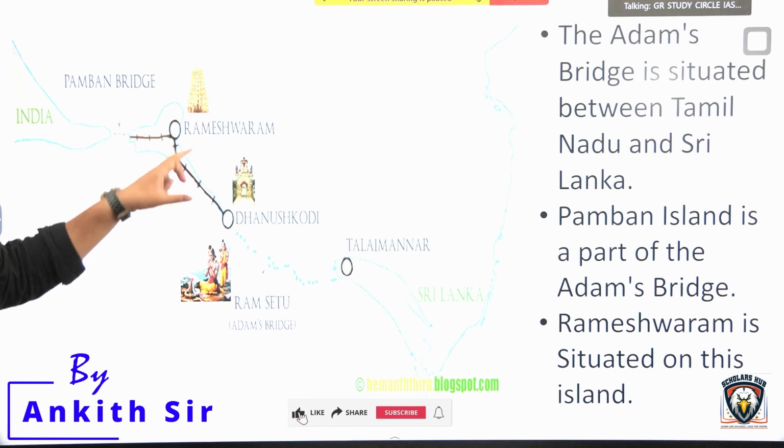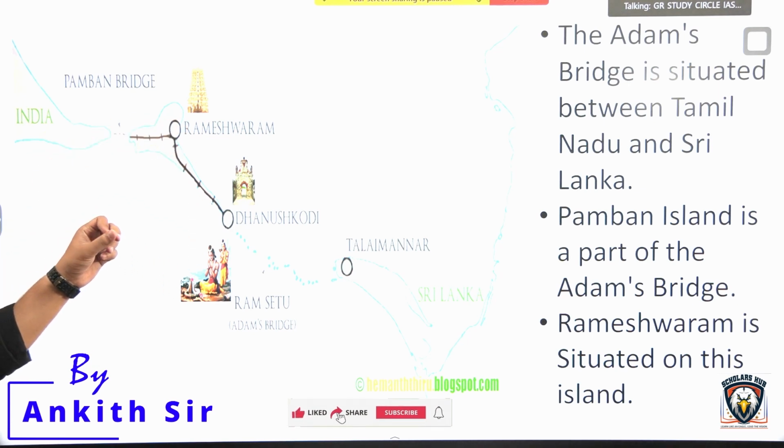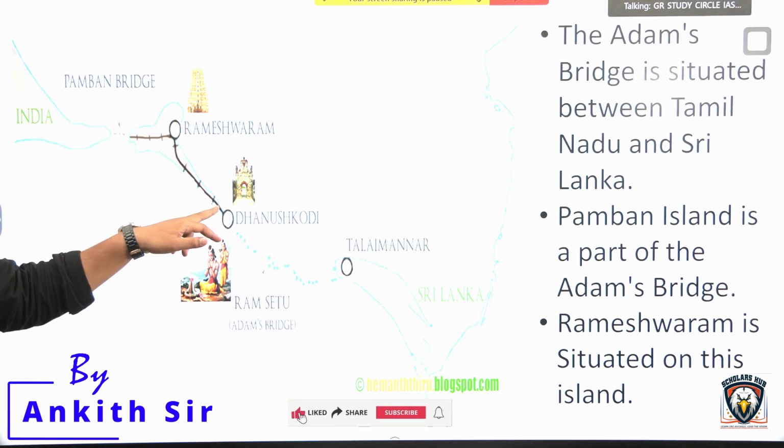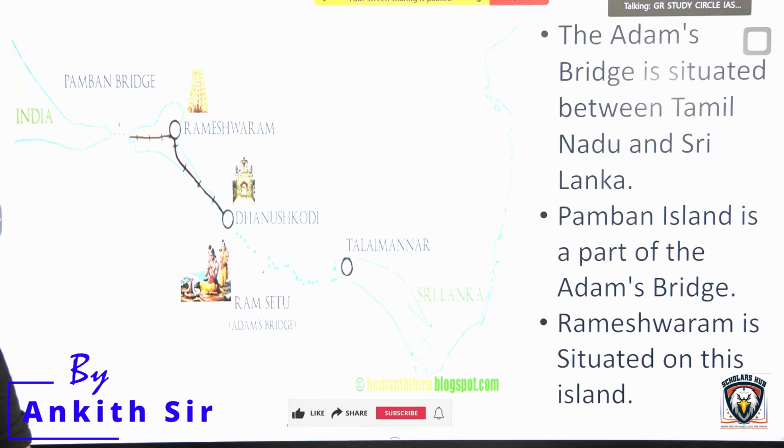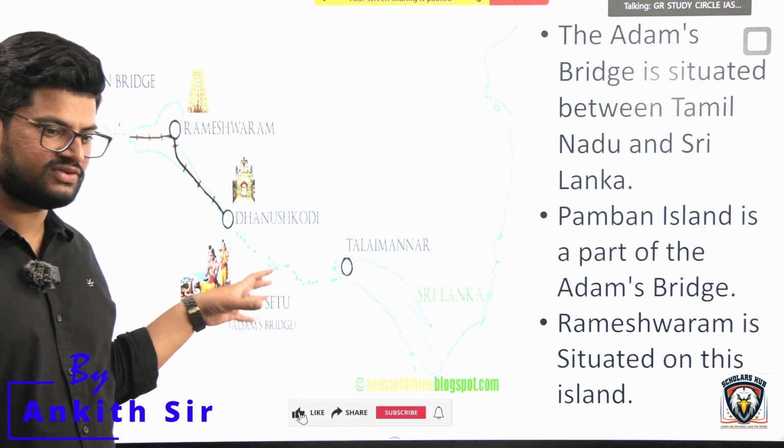On Pamban Island you have Rameswaram, the birthplace of APJ Abdul Kalam, and you have the connectivity from Dhanushkodi to Talaimannar. So Pamban Island has Rameswaram between India and Sri Lanka. Pamban Bridge. So you always have issues with fishermen.